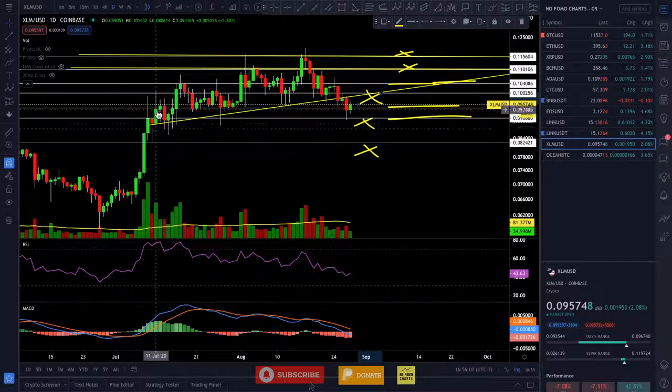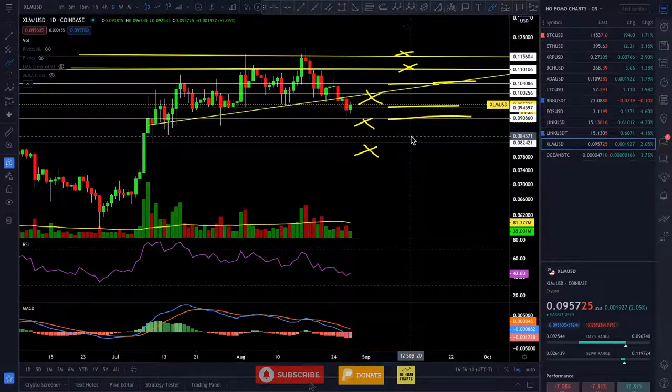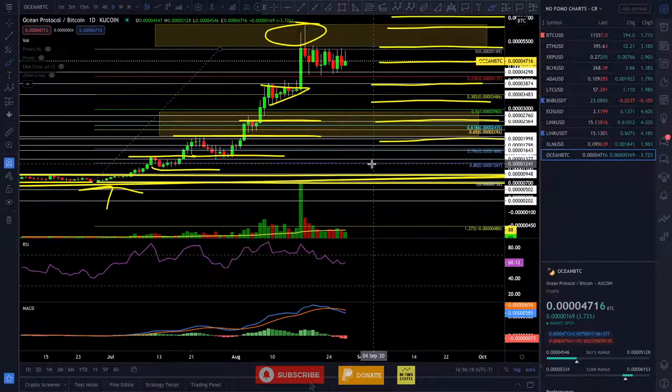XLM, this one was more simple because once it started riding this trend line, that's basically the only thing you need to watch out for until it breaks down. Like now. So we might get a retest, boom, and then test and come back down. We'll see. Okay, Ocean BTC.